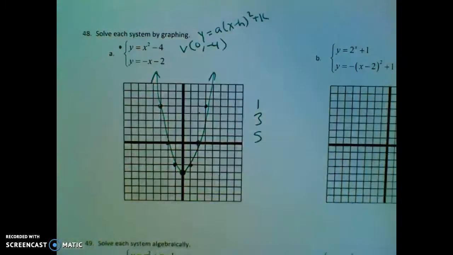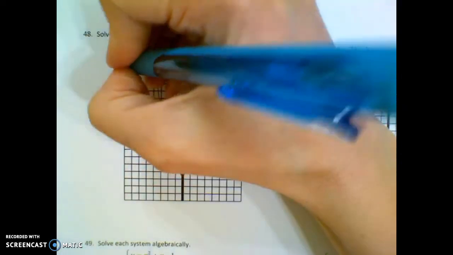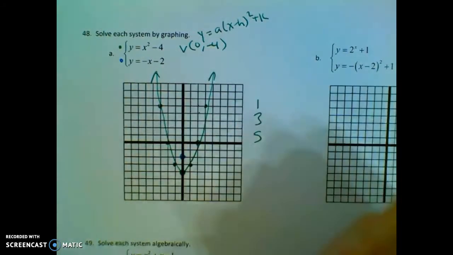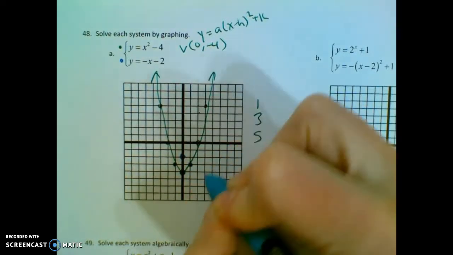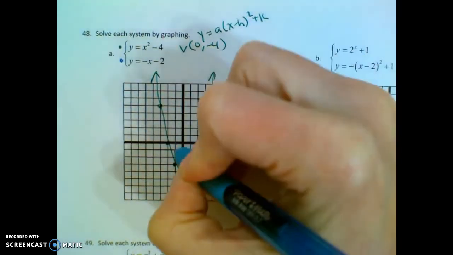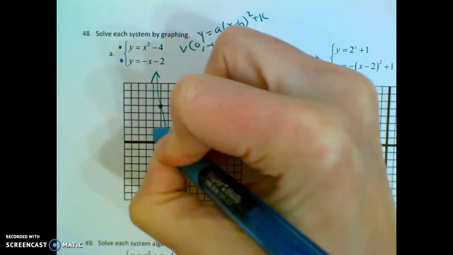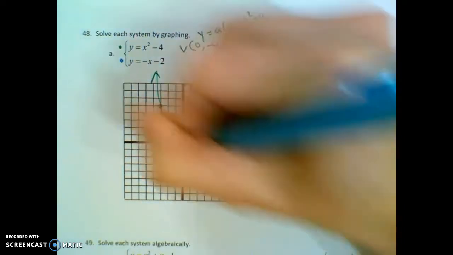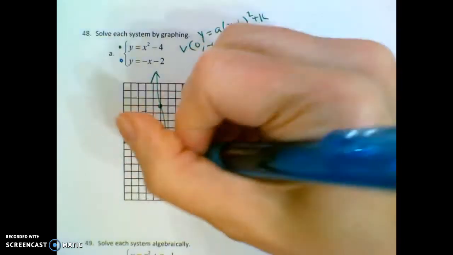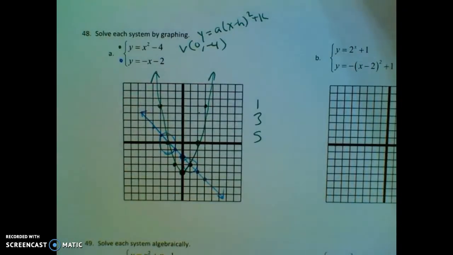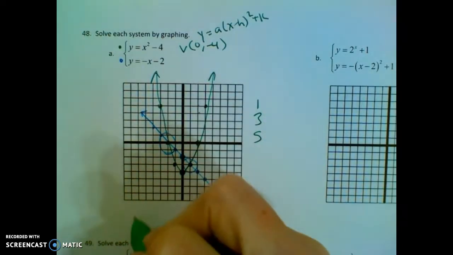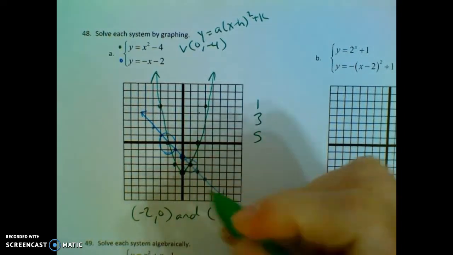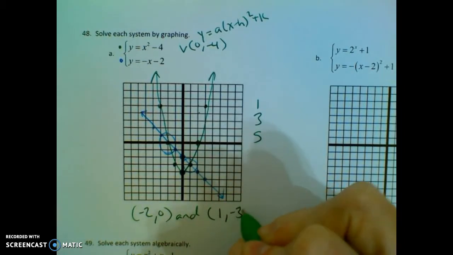Okay, the other graph is just linear, and put a dot at -2, and the slope is -1. So down 1 over 1, down 1 over 1, down 1 over 1, and go the other direction as well. As many points as you need to get a straight line, do the best you can. And where these guys intersect is my answer. So these guys intersect at -2, 0, and 1, -3.